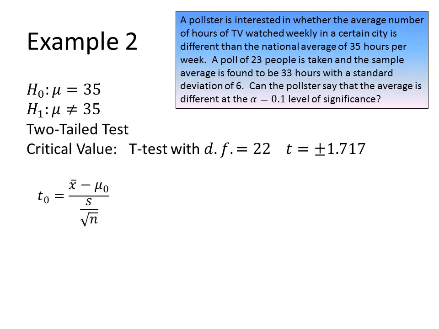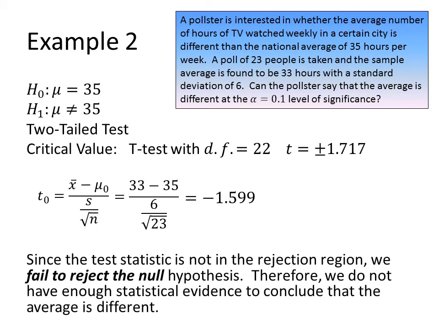So our test statistic formula is here, and plugging in the appropriate amounts, that is, the sample average minus the national average, divided by the sample standard deviation over the square root of n, gives us the value of negative 1.599. Since the test statistic is not in the rejection region, that is, it's not less than negative 1.717, we fail to reject the null hypothesis. Therefore, we do not have enough statistical evidence to conclude that the average is any different.